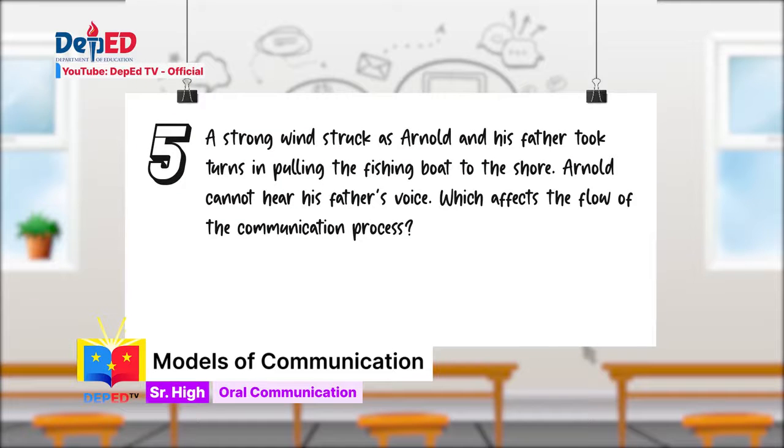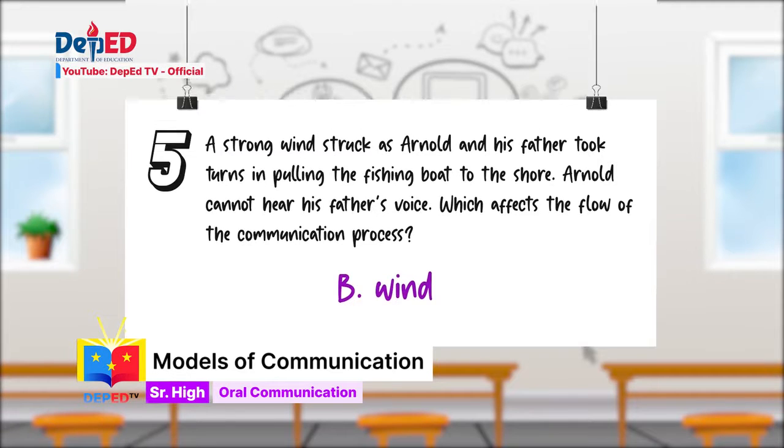Number 5. A strong wind struck as Arnold and his father took turns in pulling the fishing boat to the shore. Arnold cannot hear his father's voice, which affects the flow of the communication process. The answer is letter B, wind. Wind served as the barrier to communication, causing Arnold some problems in hearing his father's voice.